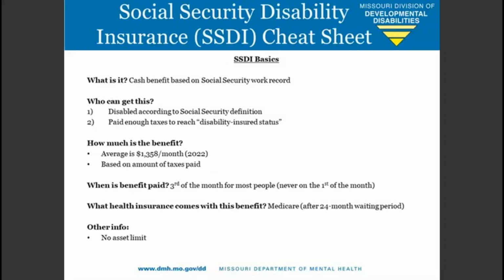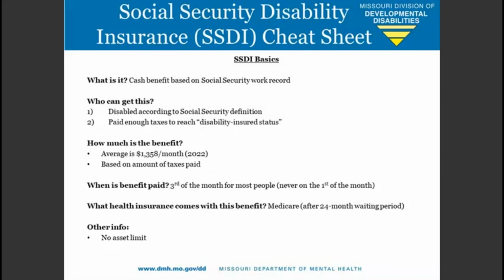So when will the person receive the benefit check? Typically it's the 3rd of the month for most people. So again, it's one way you can kind of tell whether someone's getting an SSI check or an SSDI check, is when it comes. You don't ever want to just base it solely on that, but it's a good indicator.